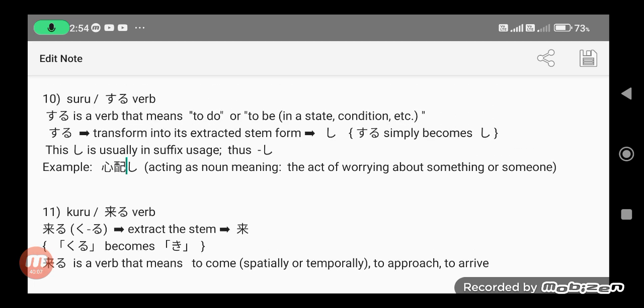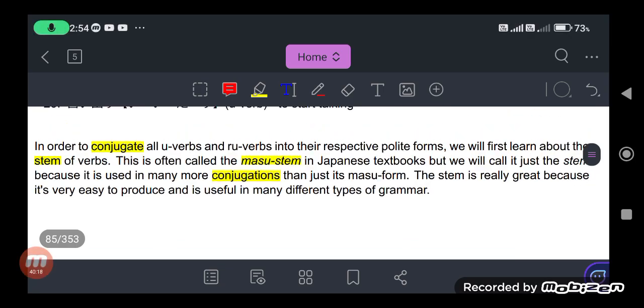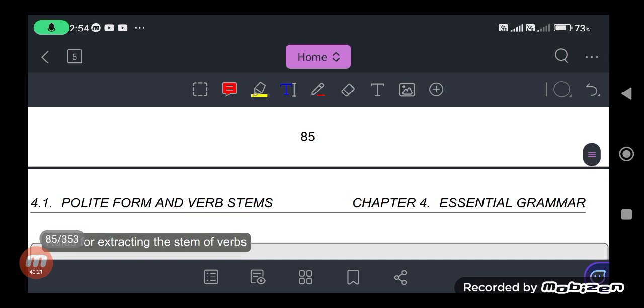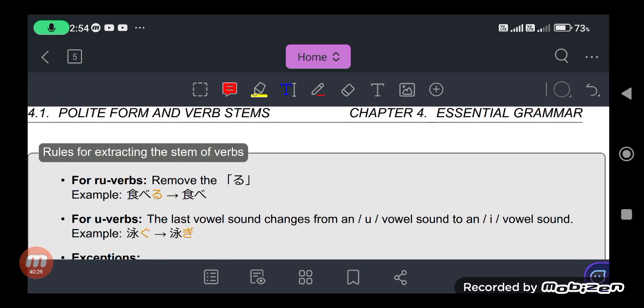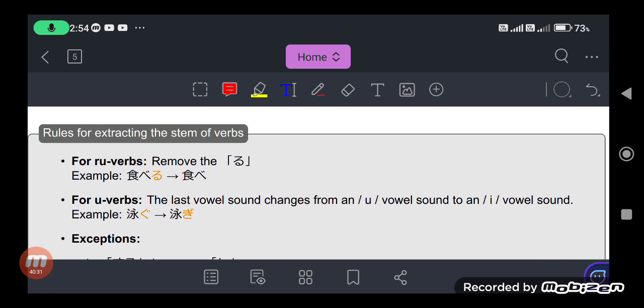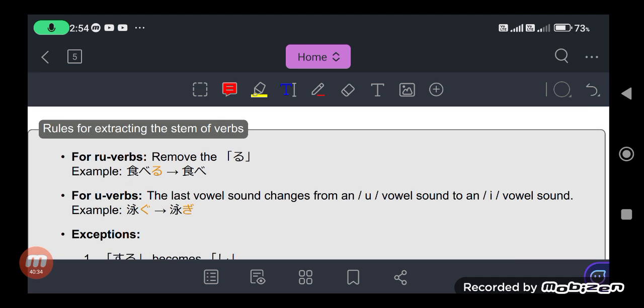So let us once again summarize our lesson. Okay, don't worry, in the description box I will put again this summary, and also in the description box I will put again the definition for the conjugation. So this is the summary.